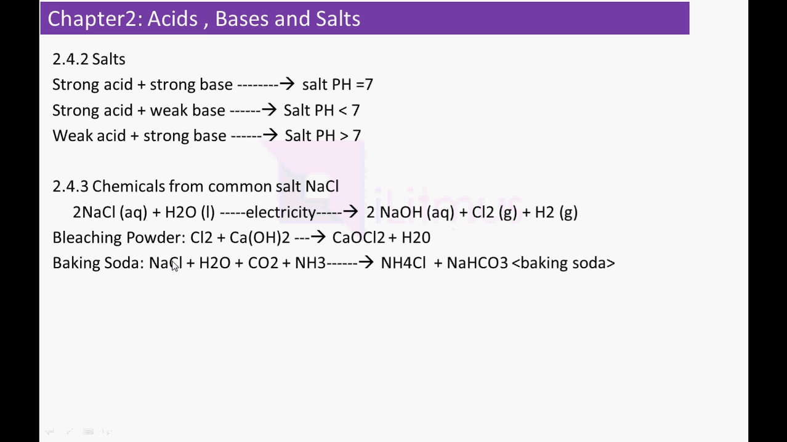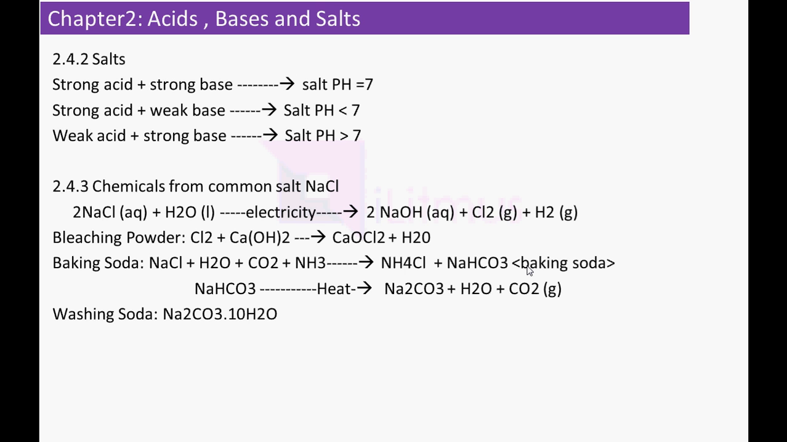Then baking soda: how you make it is sodium chloride plus you pass carbon dioxide and ammonia NH3 into it, and it makes NaHCO3, baking soda. Baking soda is used in our houses for making bread and bhatura. If you heat NaHCO3, what happens? It creates carbon dioxide in our food, which makes the food very spongy. All spongy foods use NaHCO3, called baking soda.